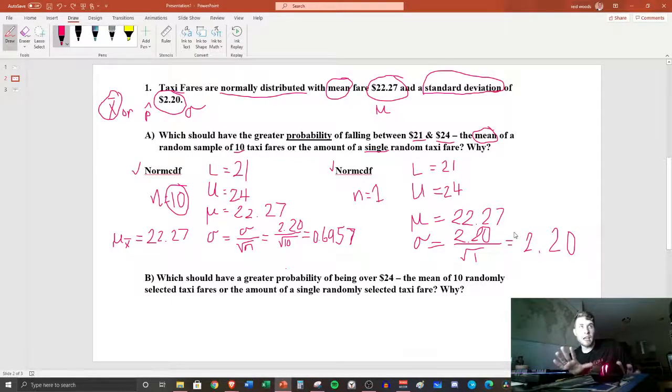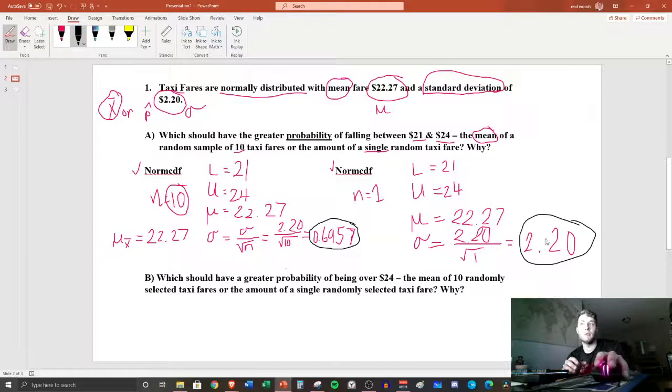So maybe you can answer this now just by thinking about it. The only difference is the standard deviations, right? We're really asking what is going to have a higher probability of being between 21 and 24, with a standard deviation of 2.2 or 0.695, okay? Well, to help visualize this, we know that standard deviation is the spread of data, right? So which one is more spread out? Well, the higher standard deviation, okay?